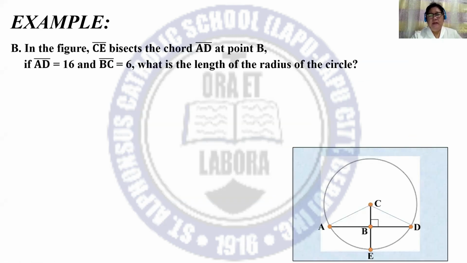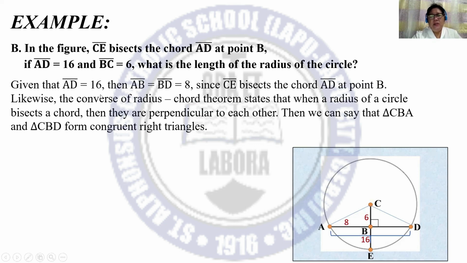Next example. In the figure, CE bisects chord AD at point B. AD is equal to 16, so AB is equal to 8. BC is equal to 6. What is the length of the radius of the circle? Given that AD is equal to 16, then AB is equal to BD, which is equal to 8.